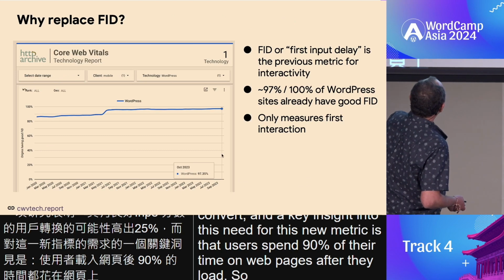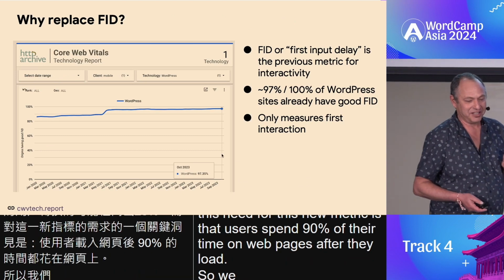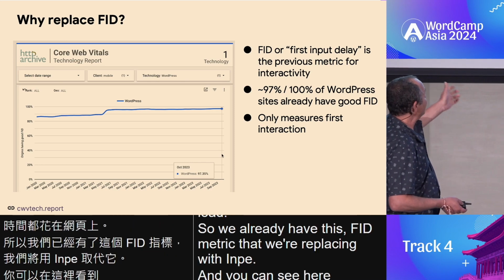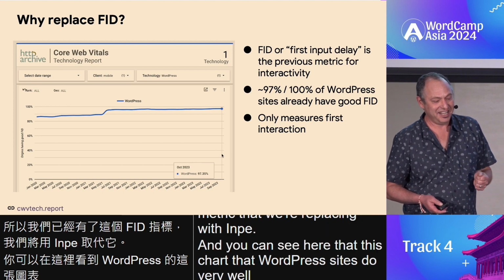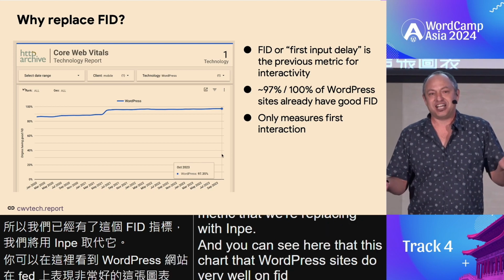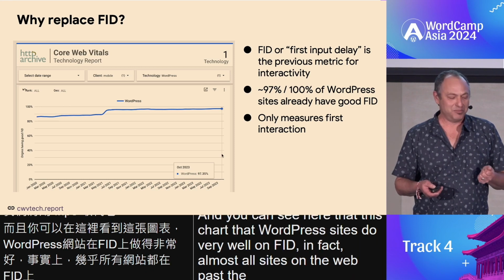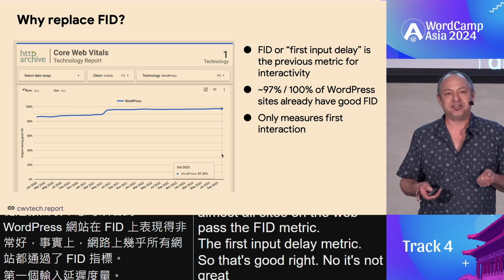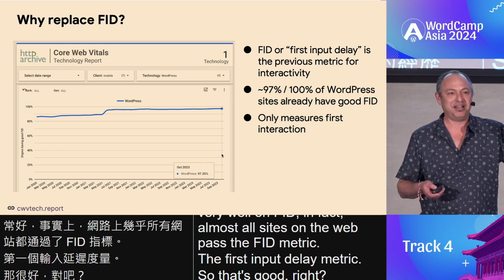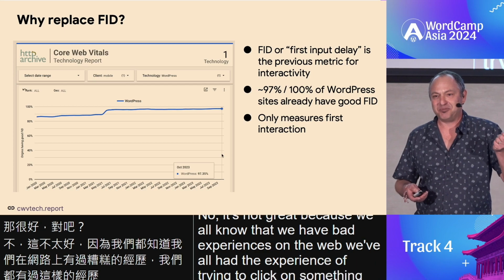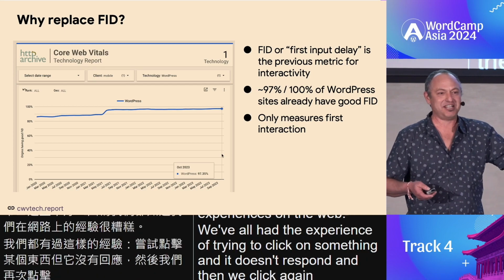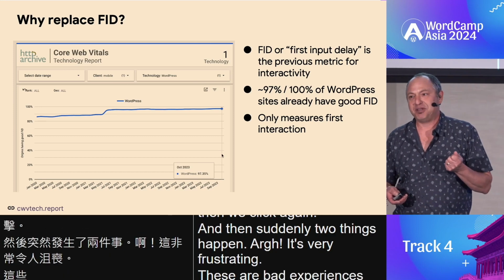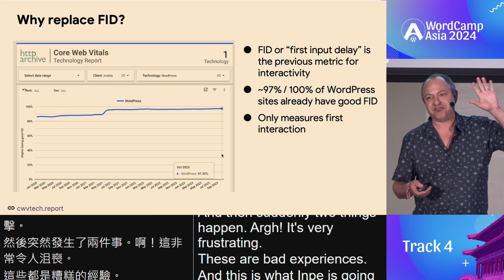So we already had this FID metric that we're replacing with INP. And you can see here in this chart that WordPress sites do very well on FID. In fact, almost all sites on the web pass the FID metric, the first input delay metric. So that's good, right? No, it's not great, because we all know that we have bad experiences on the web. We've all had the experience of trying to click on something, and it doesn't respond, and then we click again, and then suddenly two things happen. Argh, it's very frustrating. These are bad experiences, and this is what INP is going to help us capture, isolate, find, and then fix.